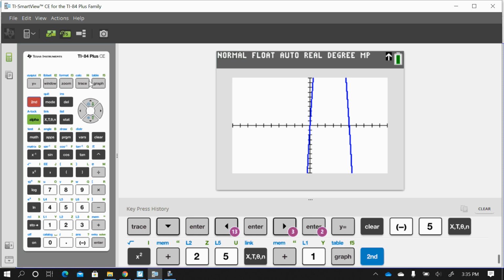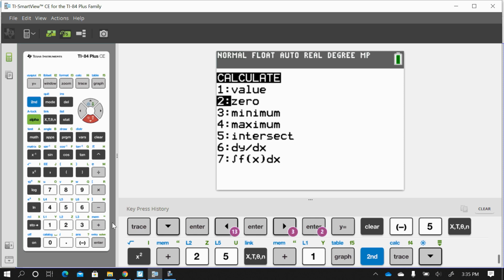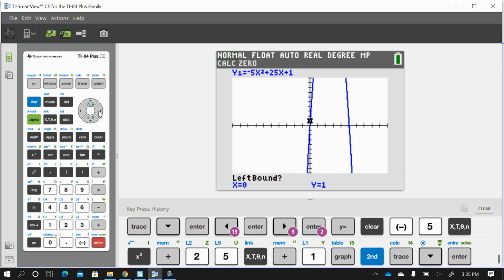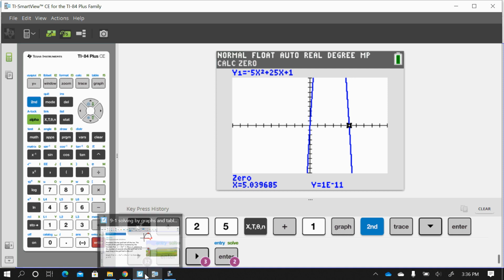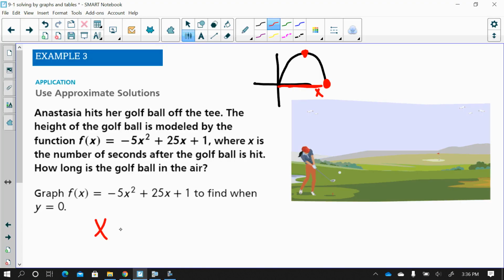So we're gonna do second calc, find that 0 again. Okay, I wanna be left bound, so I'm just gonna move a little bit closer. All right, there's my cursor. Okay, hit enter. And then I need to be right. That looks right enough to me. Guess x equals 5.04. Okay, x equals 5.04. So how long was the ball in the air? It's just over 5 seconds.